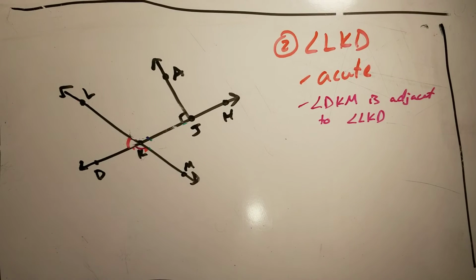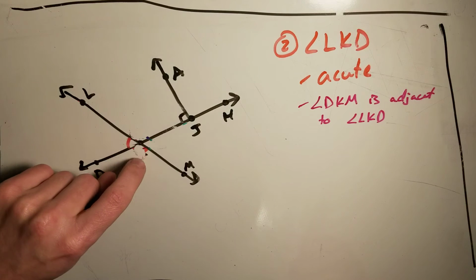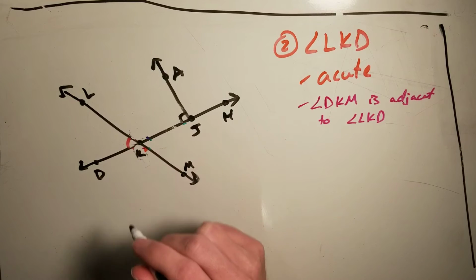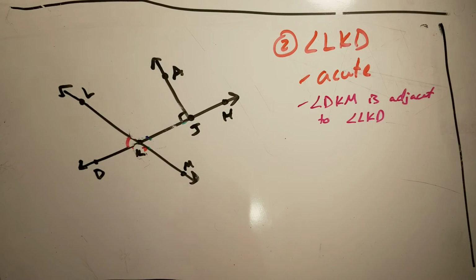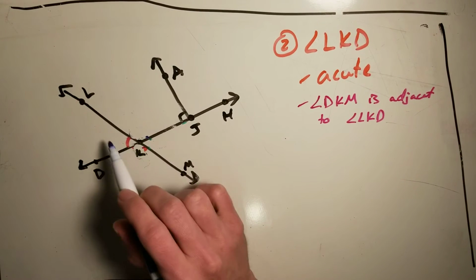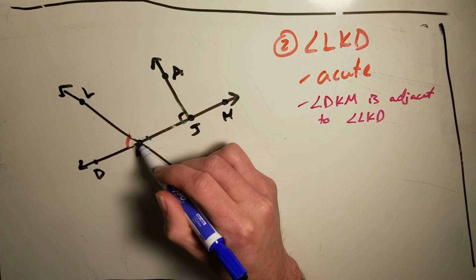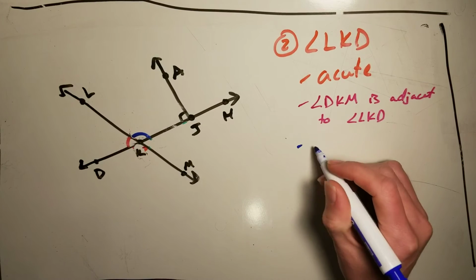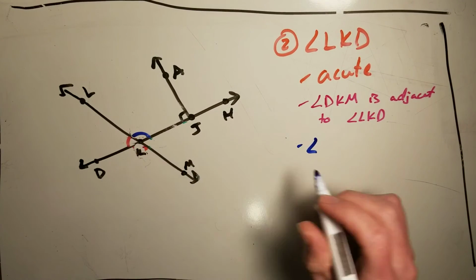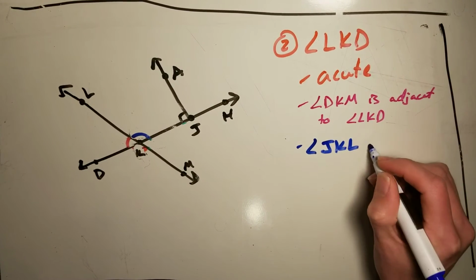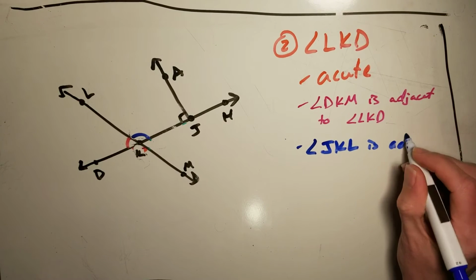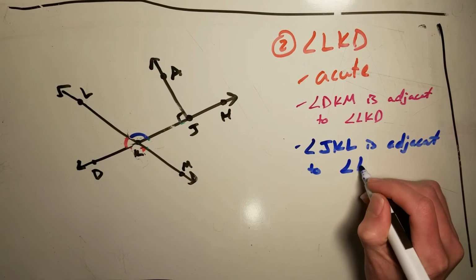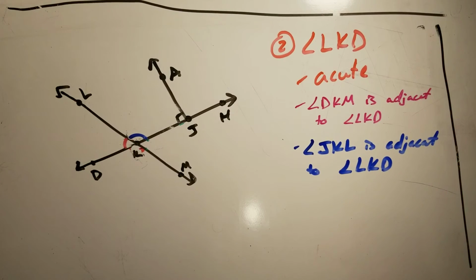And let's say we don't want to use that angle. We can also use the other side. We can have a common side with the other side of LKD. That would be side KL. So let's say we're right over here, and that would be angle JKL, which is adjacent to our original angle LKD. So those are 2 pairs.